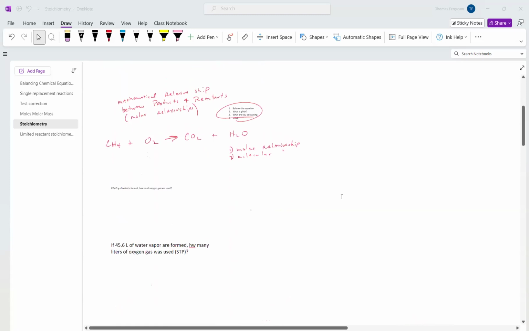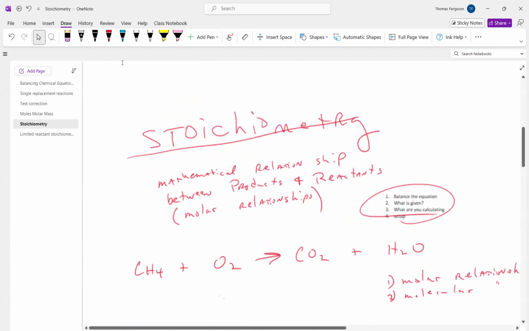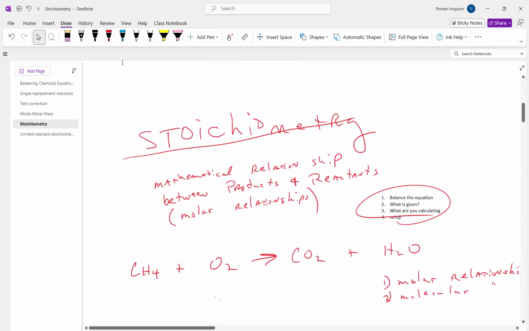Okay, so unit 4 is on stoichiometry. I mentioned this on Monday, but let's talk about this now. So stoichiometry is basically a mathematical relationship between the products and reactants.